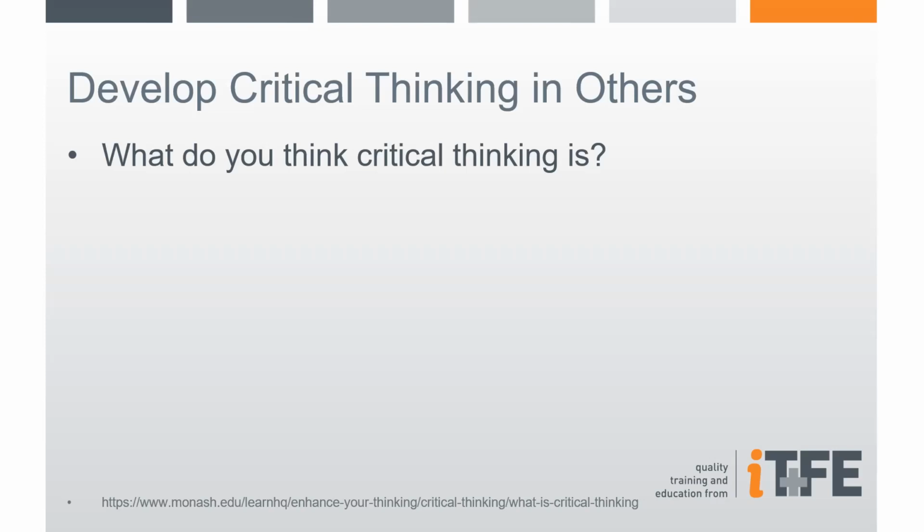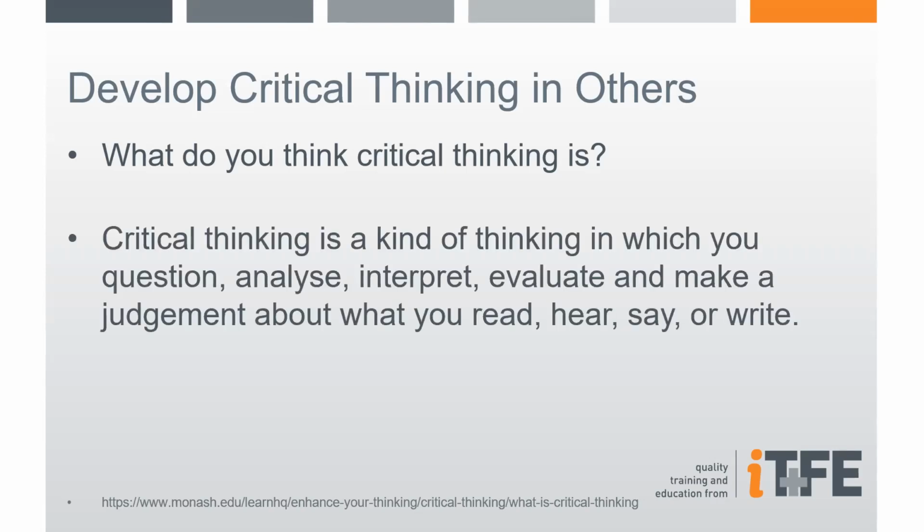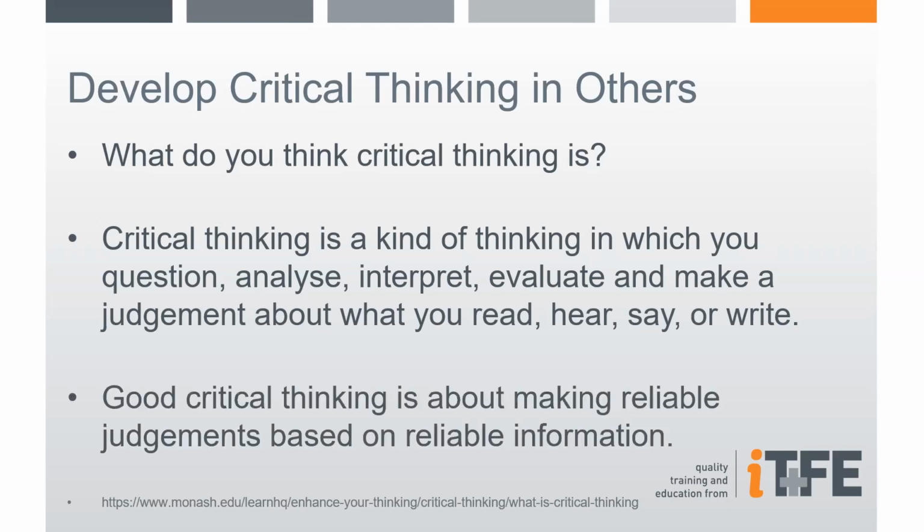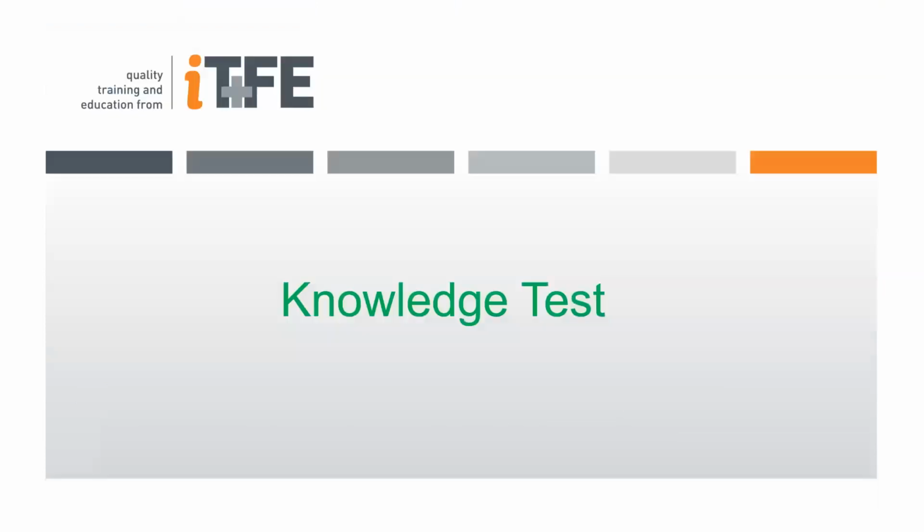Thank you. Critical thinking is a kind of thinking in which you question, analyze, interpret, evaluate, and make a judgment about what you read, hear, say, or write. So you're correct. Good critical thinking is about making reliable judgments based on reliable information, and that's according to Monash University. So let's talk through these knowledge questions in the knowledge test and give the students some ideas on what to do.